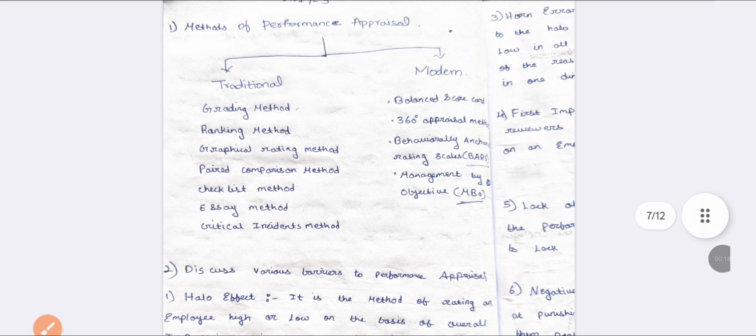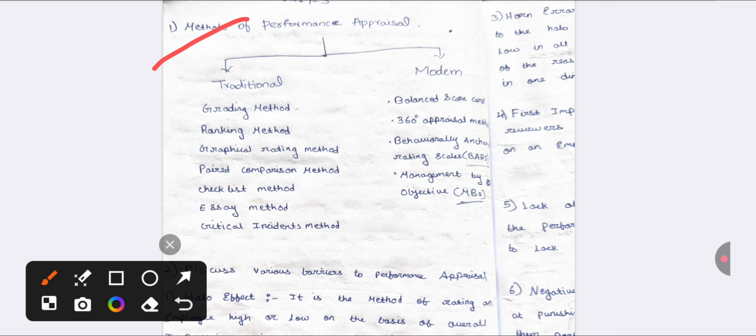See, performance appraisal, we have already discussed the meaning in the first and second unit. What is meant by performance appraisal? It is a tool and technique to understand the employee behavior and employee performance in the organization. That is the meaning of performance appraisal. And what is the definition? According to Ashwathappa, we have discussed in the first unit, you need to write that meaning and definition of performance appraisal. Okay, so the first question is methods of performance appraisal.